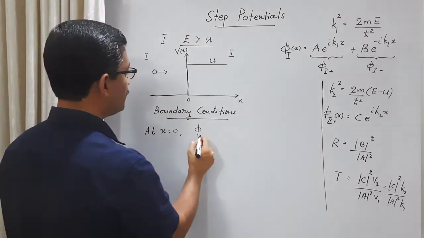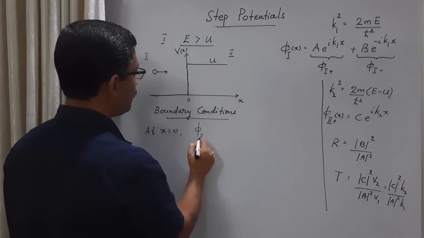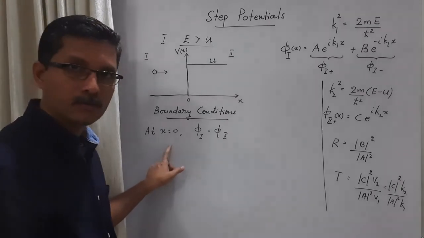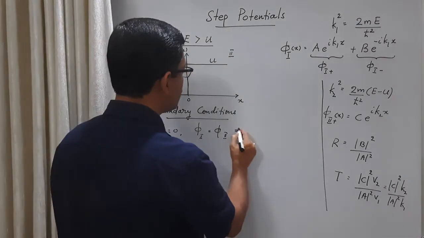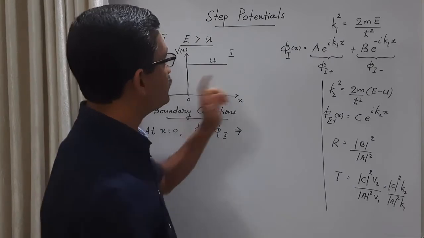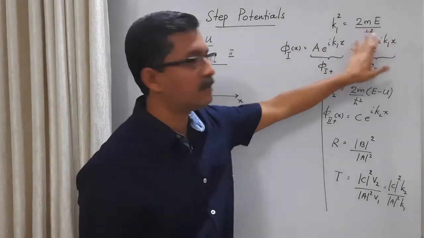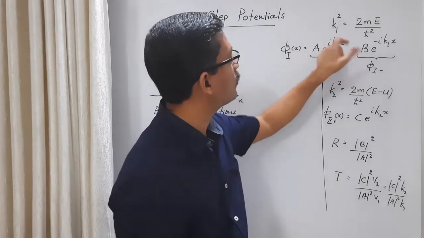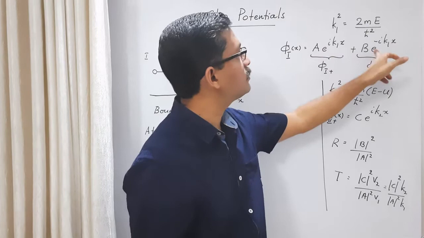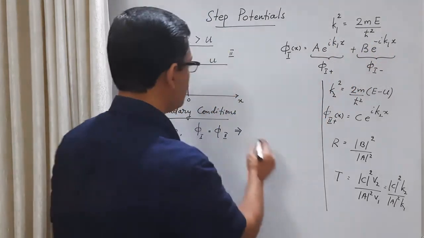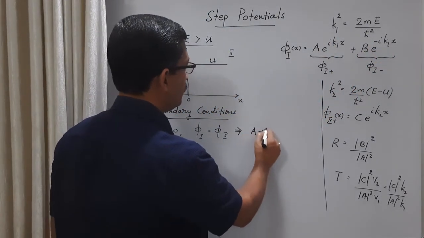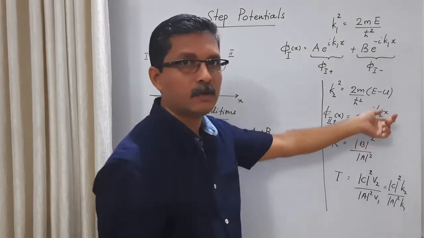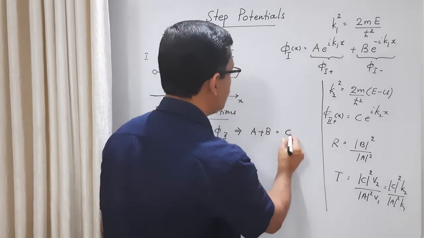So the admissibility condition about continuity of wave functions says that phi 1 should be equal to phi 2 at x equal to 0. If we apply this boundary condition, what do we get? You have to take the entire wave function. What is phi 1 at x equal to 0? When you put x equal to 0, e raised to 0 is 1, so we get a, and this is e raised to 0 again 1, so what you get is a plus b. Phi 1 at x equal to 0 is a plus b. What is phi 2 at x equal to 0? C. The exponential part will be 1. So a plus b equal to c.